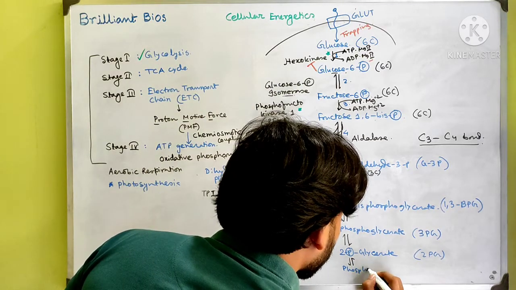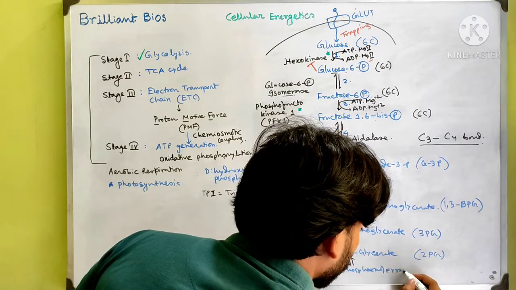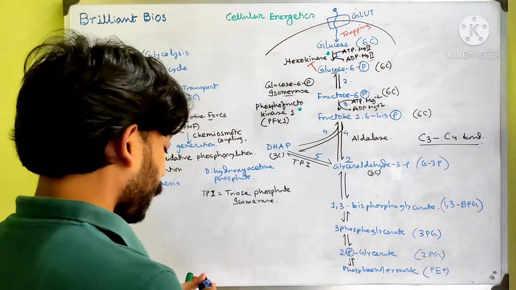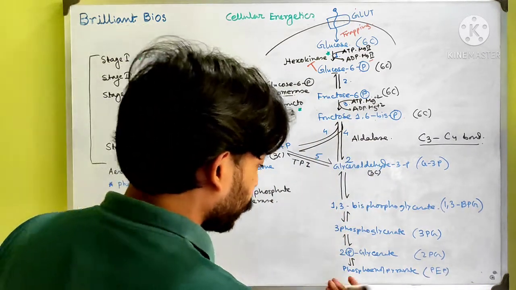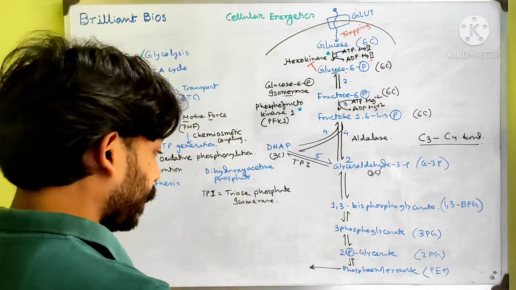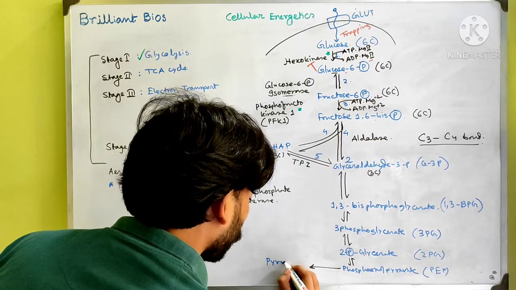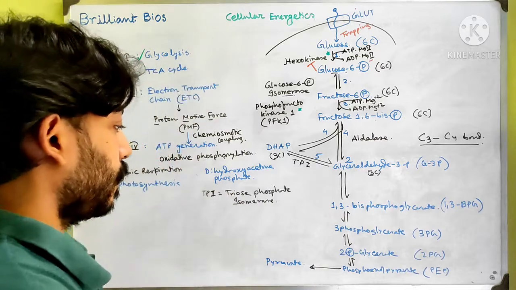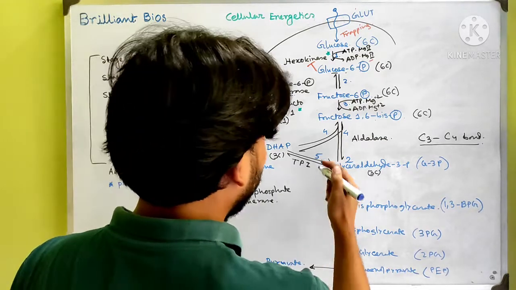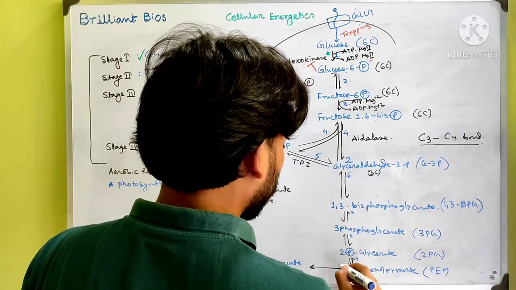phosphoenol pyruvate. You can remember this name as, in short, PEP, phosphoenol pyruvate. And ultimately I am writing here, this phosphoenol pyruvate actually makes another product, the ultimate last product of this pathway, called pyruvate. Okay, this is the last step. So let me draw the number of this pathway. Like this is the 5th, this is 6th, this is the 7th, this is 8, this is 9, and this is 10.